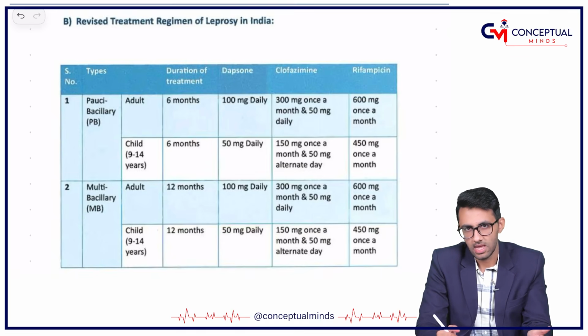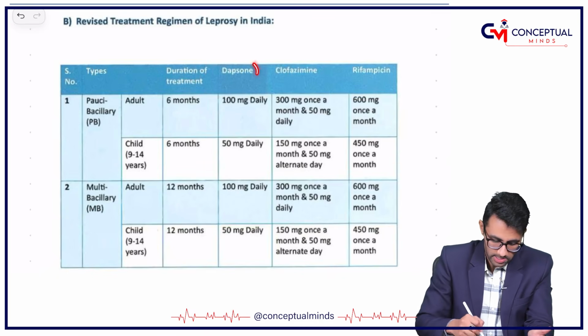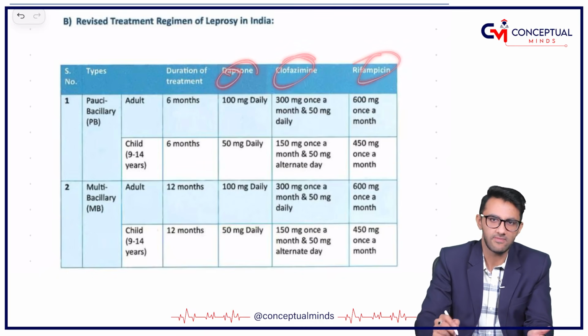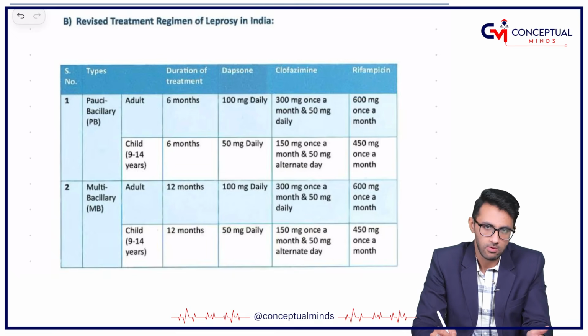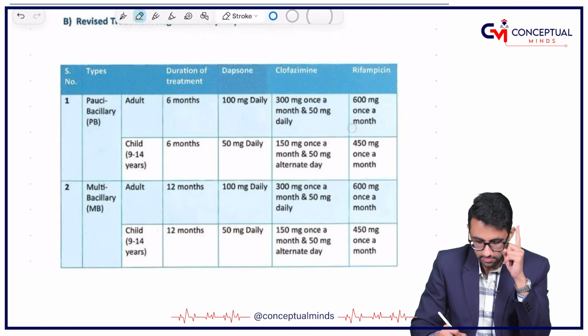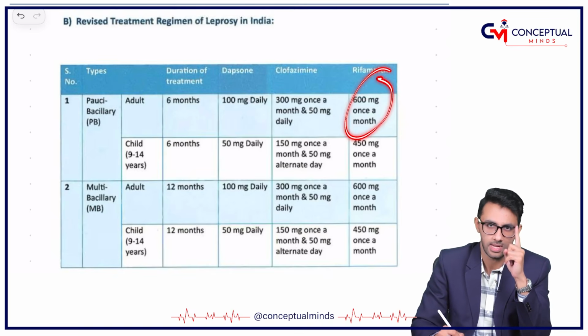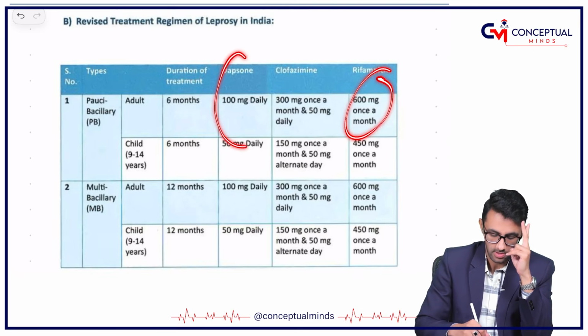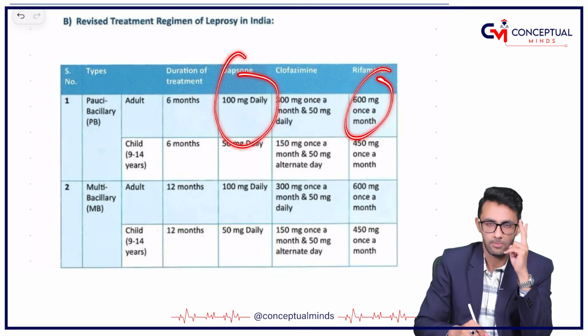There are three drugs: dapsone, clofazimine and rifampicin. Now, if there is an adult with multibacillary, definitely the treatment is going to be for 12 months. Rifampicin, how much dosage will you give? You will just give 600 mg once a month. We just start from here, 600 mg. The second one we give is dapsone, 100 mg daily. Dapsone daily.